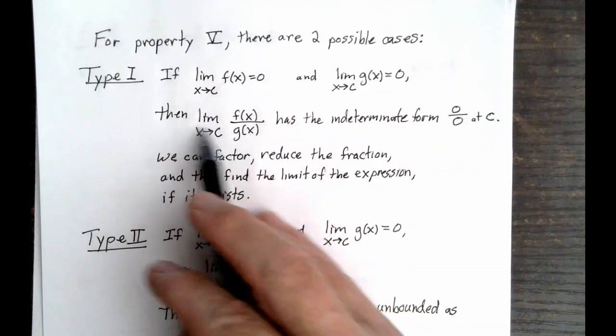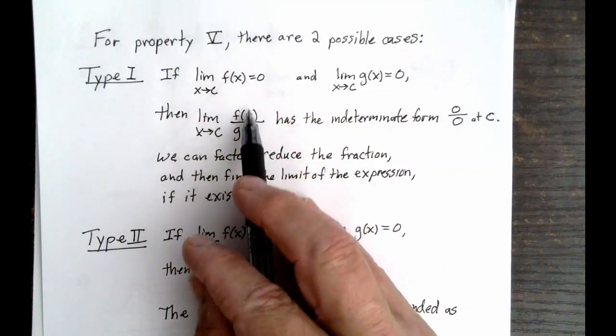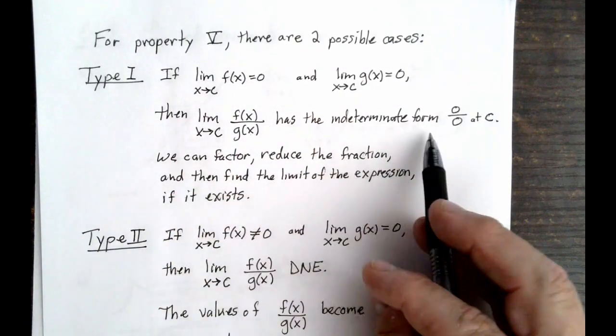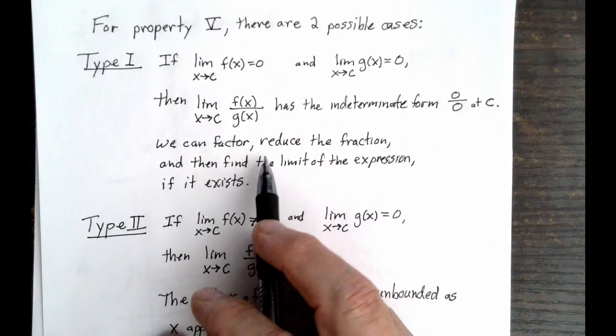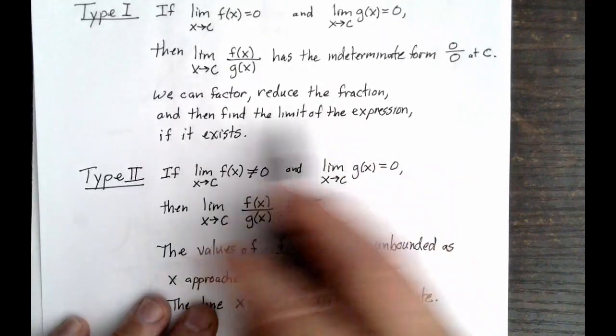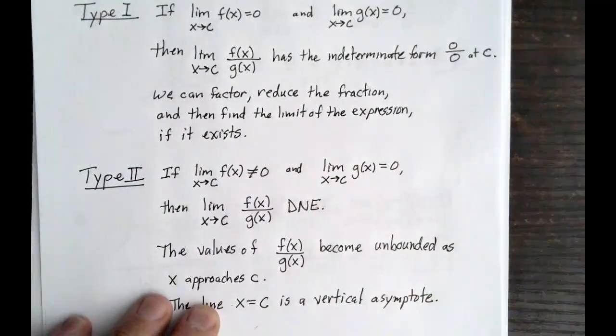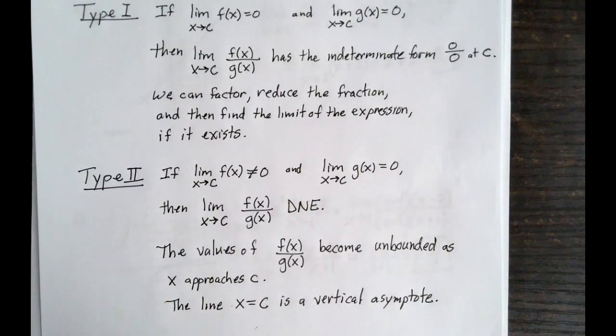If you've got the top is 0 and the bottom is 0, that's called the indeterminate form 0 over 0. So we can factor it like we did earlier, reduce the fraction, and then find the limit of the expression if it exists, and we did that earlier.